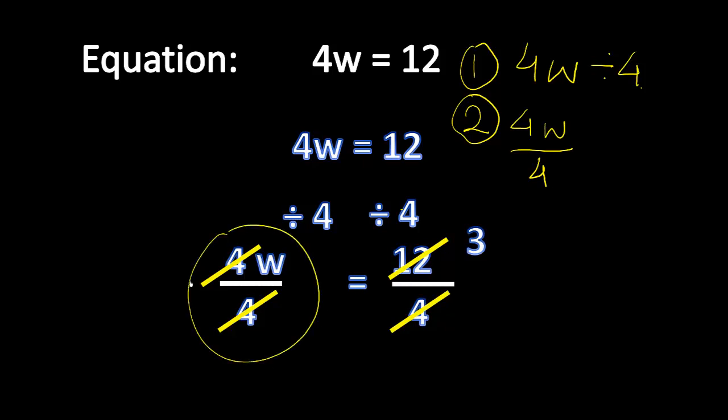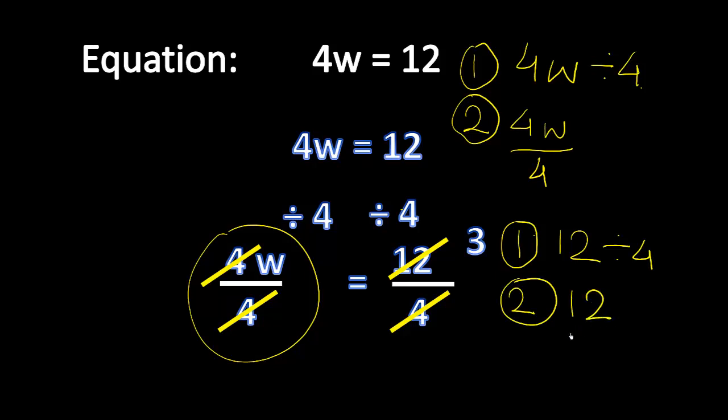Now you might be thinking what this yellow line is doing over here. Actually, we're cancelling out 4 as they're both the same number, which leaves w. And over here we have 12 by 4. So the first way of writing this was 12 divided by 4, and the second is 12 by 4.